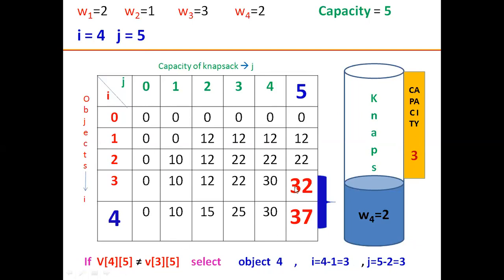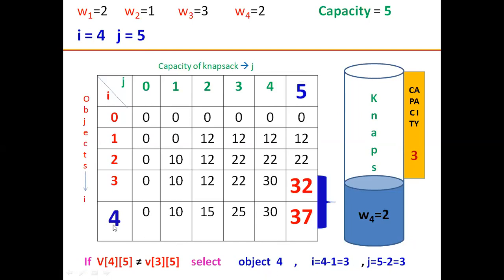Compare V of 4, 5 with V of 3, 5. V of i, j is compared with V of i minus 1, j. What is this? V of 4, 5 is 37, V of 3, 5 is 32. Are these equal? No, they are not equal. If they are not equal, we should select object i.